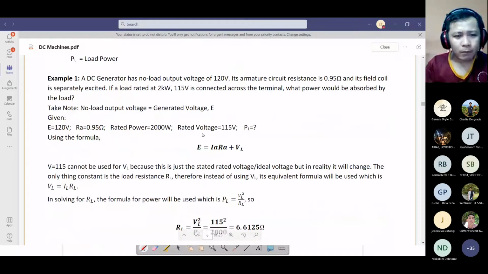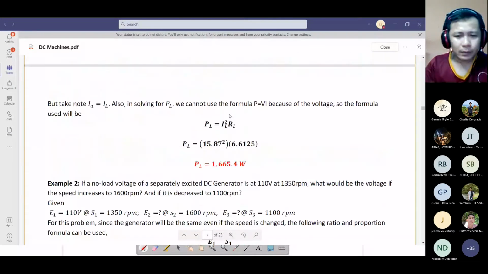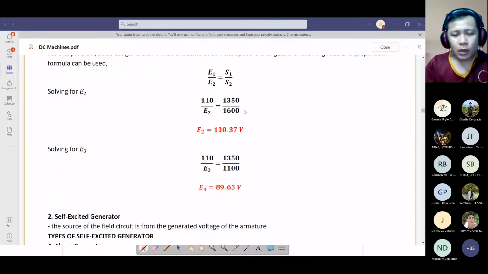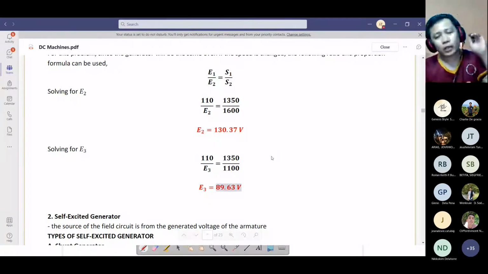In our example number 2, when the speed was increased from 1350 to 1600, the equivalent voltage was increased from 110 to 130. And then when the speed was decreased to 1100, the voltage also decreased from 110, it became 89.63 volts. So you can have an assumption.